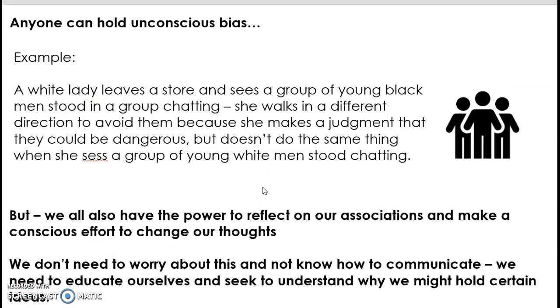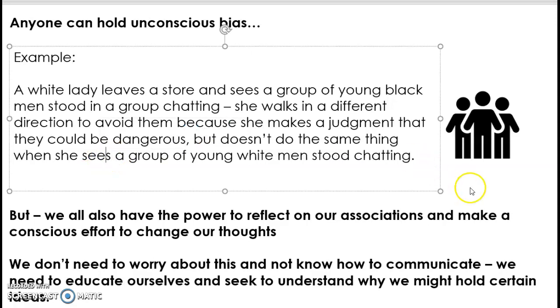And anyone can hold these unconscious biases. Anyone can make snap decisions and judgments based on stereotypes and ideas that are in our society without really meaning to. Now, I've given you one example here. A white lady leaves a store and sees a group of young black men stood in a group chatting. She walks in a different direction to avoid them because she makes a judgment that they could be dangerous, but doesn't do the same thing when she sees a group of young white men stood chatting.